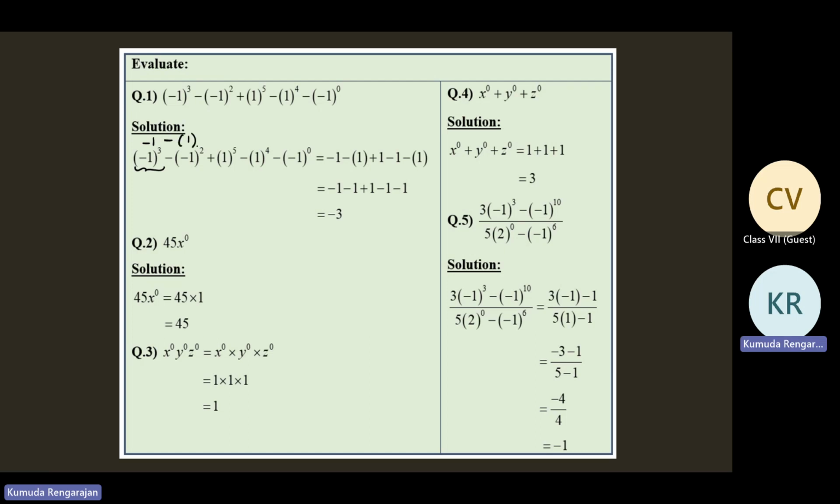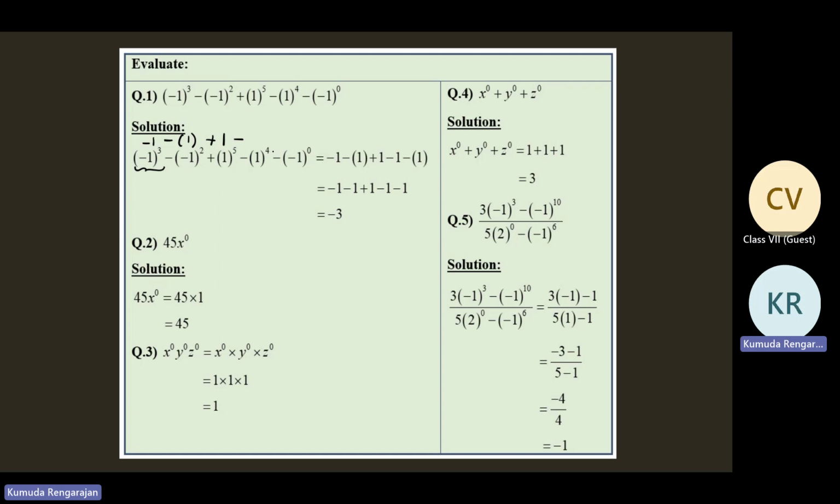Put the answer in a bracket itself. Then plus. What is 1 raised to the power 5? -1. The base is not at all negative. How can you get minus 1?